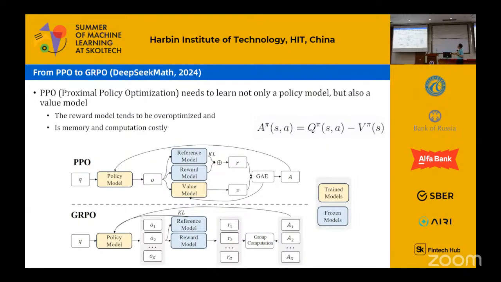GRPO actually removes the need for the value model. For a single query or user prompt, it samples multiple outputs. For those outputs, you can use a reward model to give a score for each output. Then you compute the average reward or average score for those outputs. The advantage is computed by, for example, the gap between this R1 and the average value. So you can say this system becomes much simpler than PPO.